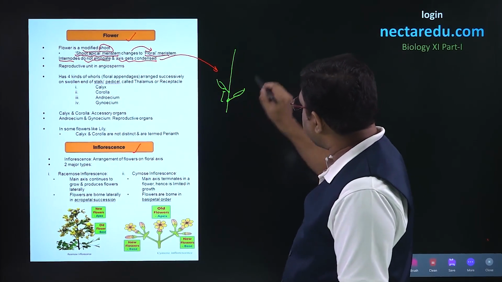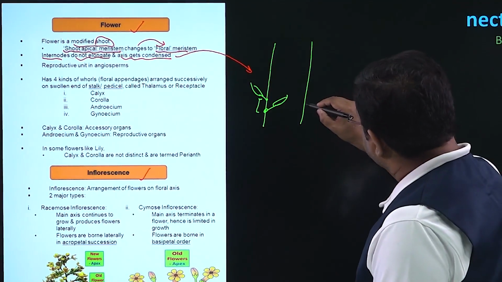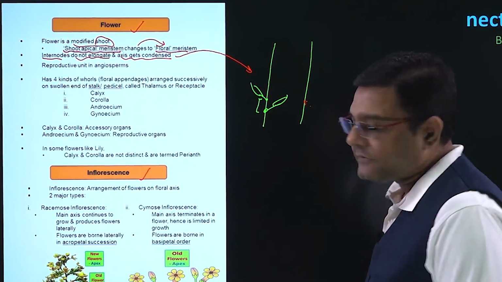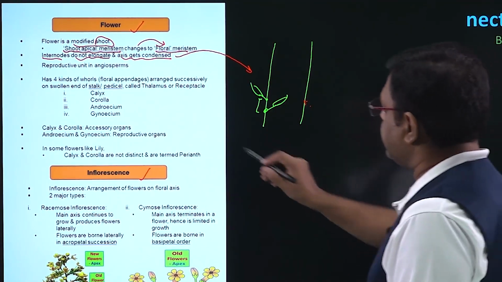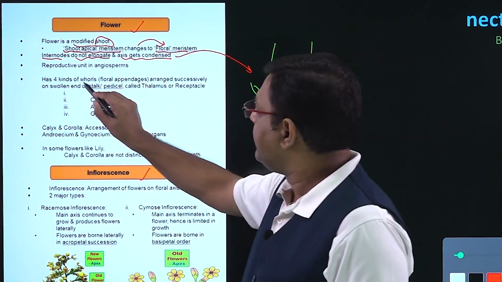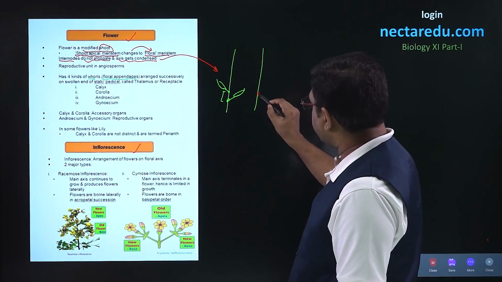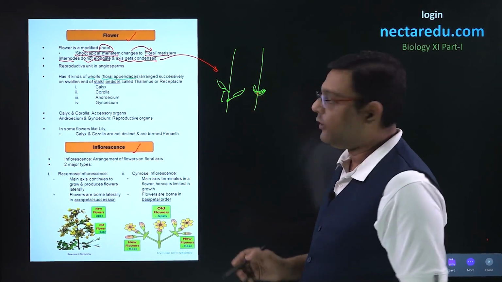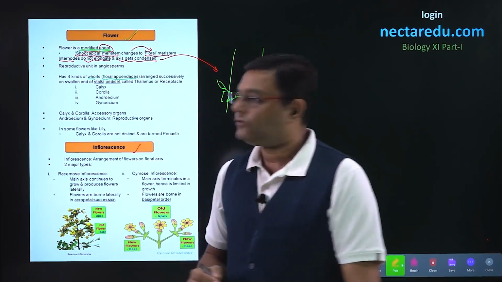So, we can see that if this is the first node, then the second node will be just after it, the third node just after that, and so on. In this case, internodes will not elongate, and instead of leaves, which were present in the previous case, whorls or floral appendages will come out. If internodes do not elongate, then all whorls will come out at this particular point only, and that is how a flower is formed, and it is called a modified shoot.